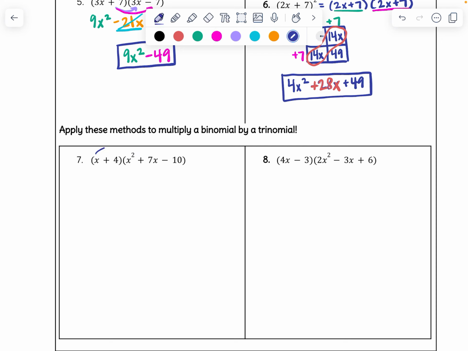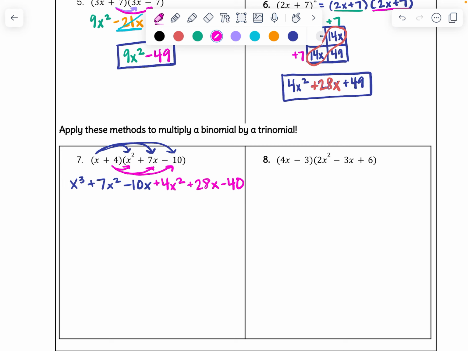First, I would multiply x times x squared. That gives me x cubed. X times 7x is 7x squared. And x times negative 10 is negative 10x. Now I'm going to distribute the second term. 4 times x squared is 4x squared. 4 times 7x is 28x. And 4 times negative 10 is negative 40. So now I've multiplied. When you're multiplying, you're adding the exponents.